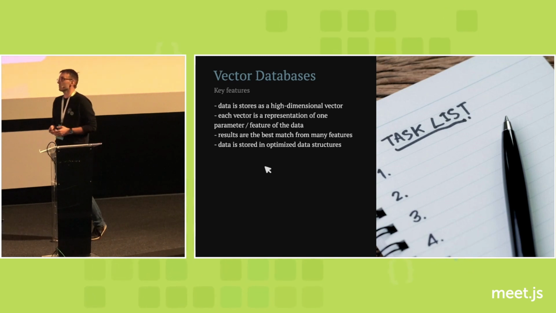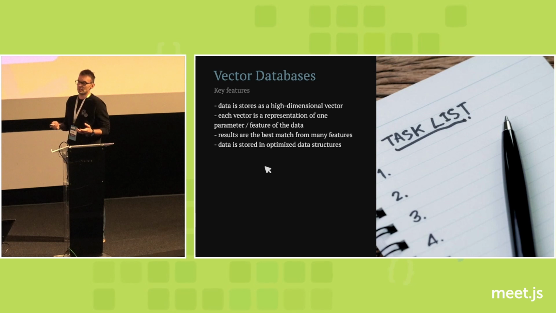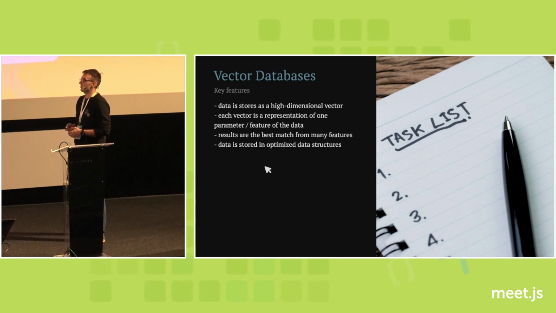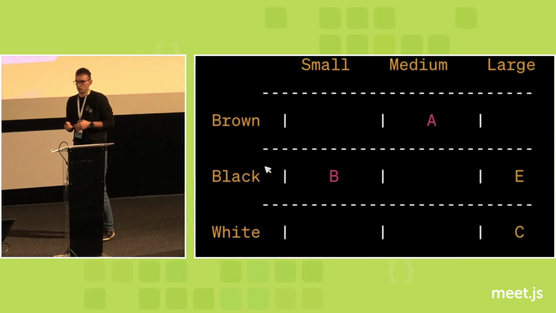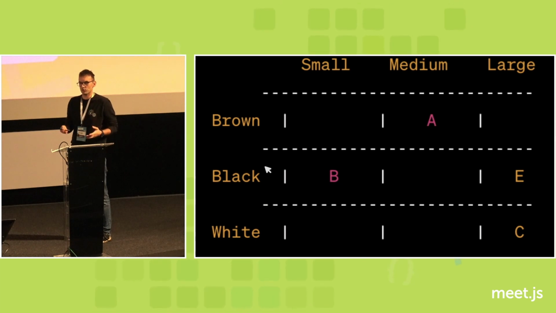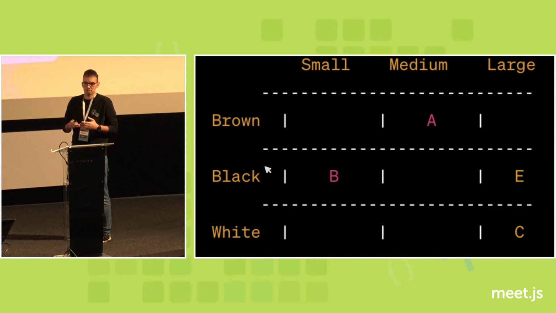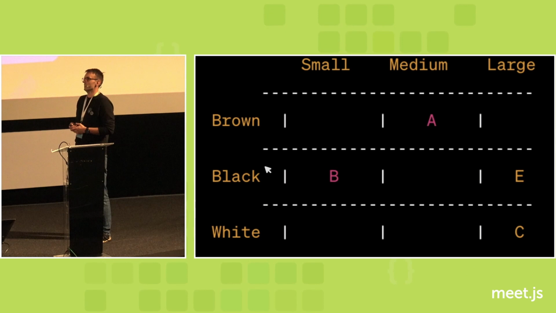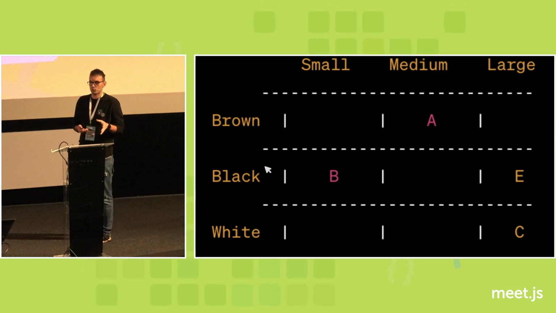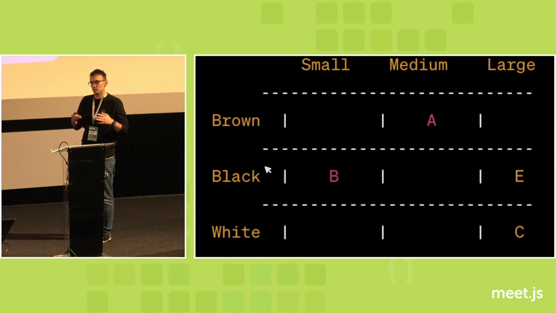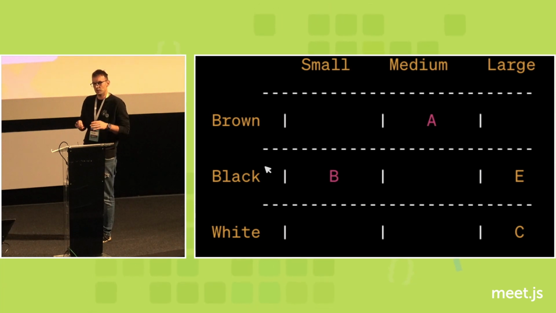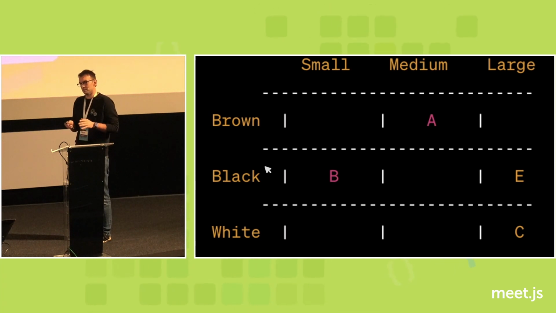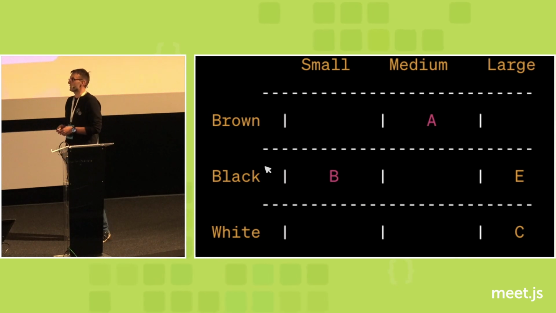So let's start from the first. What does it mean that we store the data in a high dimensional vector? Usually it's very hard to imagine something in a higher dimension. It's quite easy to draw a cube on a piece of paper. With a hypercube, it's hard. You have to use your imagination.